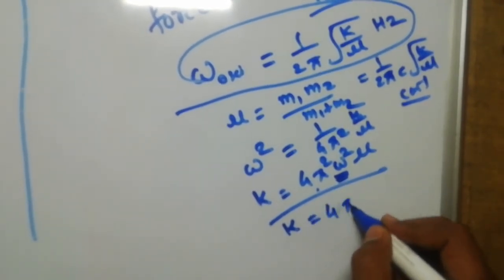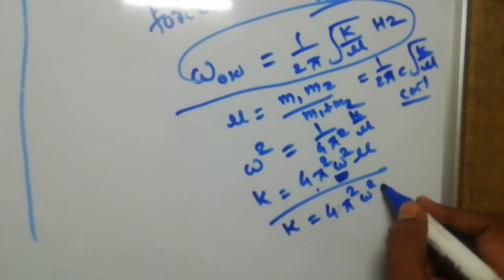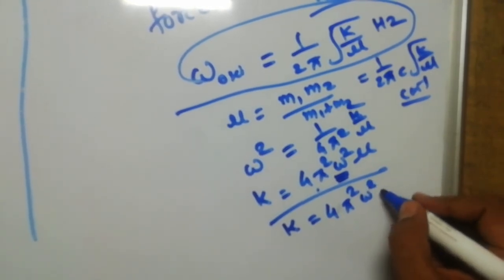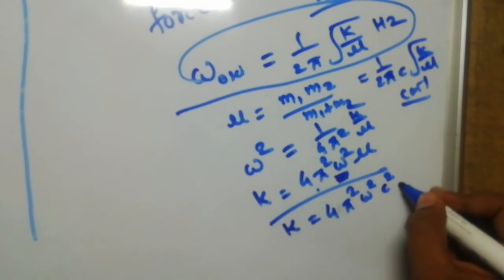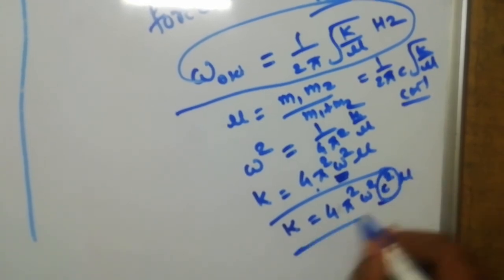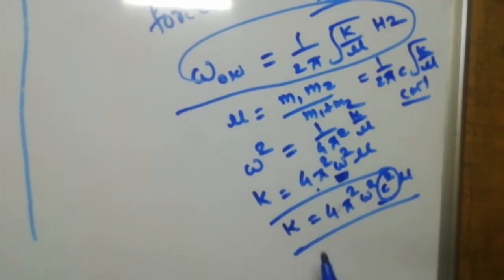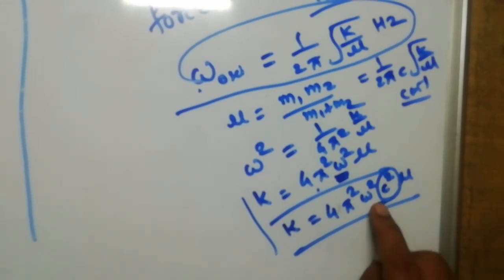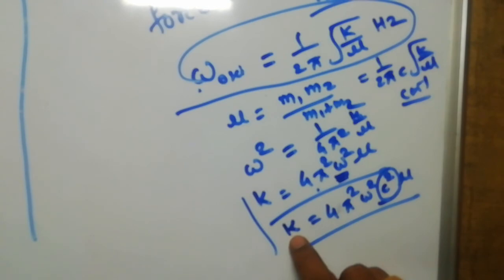So this final equation can again be rewritten in another fashion, that is k equals 4 pi square omega square c square mu. So we have added one more term, that is c square here. These are the two important equations, and they are very important while solving the numericals based on IR spectroscopy. Once you get the IR spectrum, it will give you the information about the omega, and once you get the omega, you can calculate the force constant of a bond.